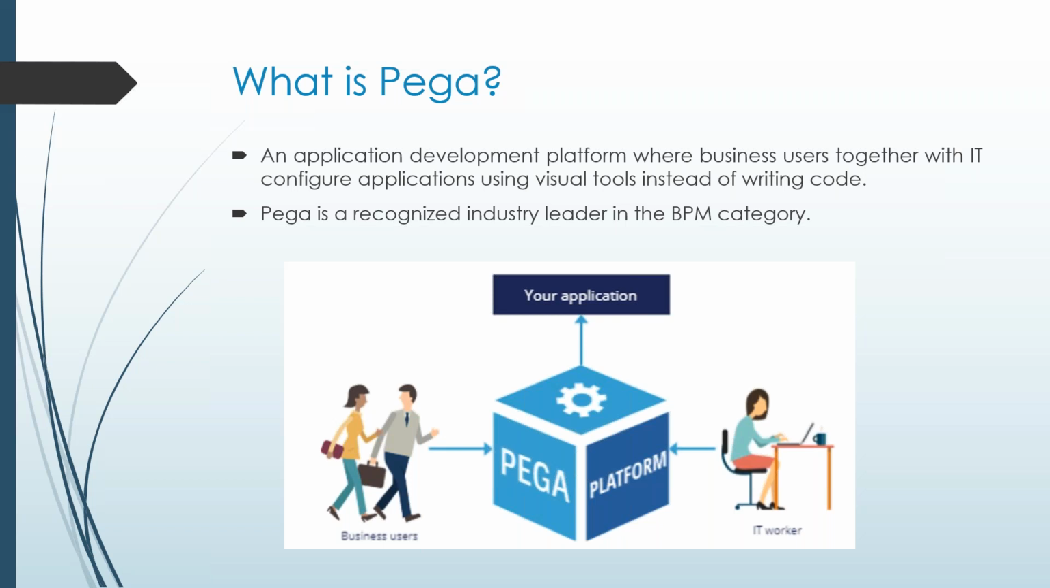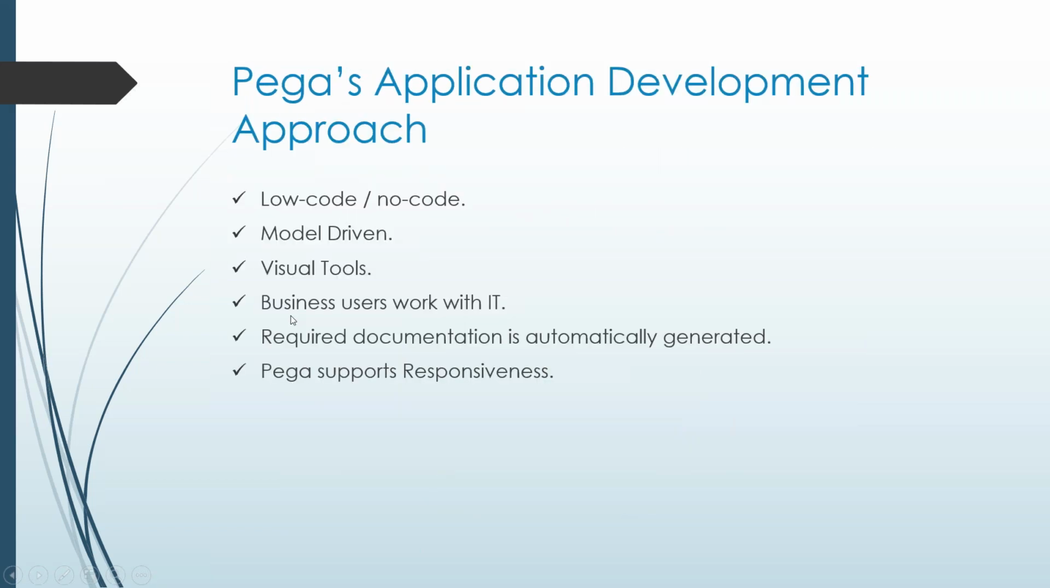Okay, there's always a sync between the business users and the application developers, and most of the application development is done using the visual tools rather than writing code here. Okay, and Pega is recognized as a leader in the BPM category, so we'll see why. Okay. So these are the key differentiating factors of Pega with other technologies.